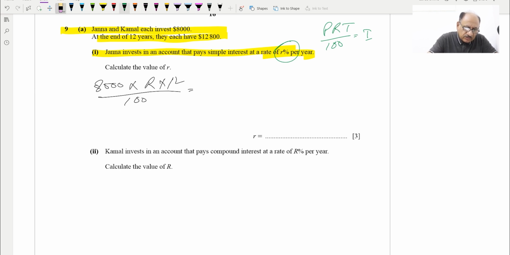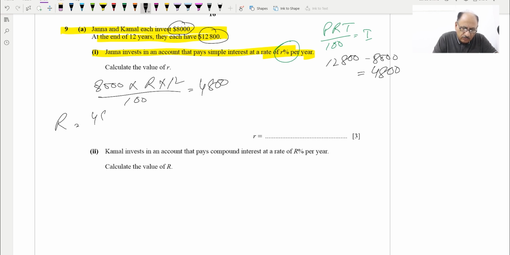So they are saying this is equal to interest. We can check from here and here. So it is 12,800 minus 8,000, which will be equal to 4,800. So this interest is equal to 4,800. Now we can find the value of R.